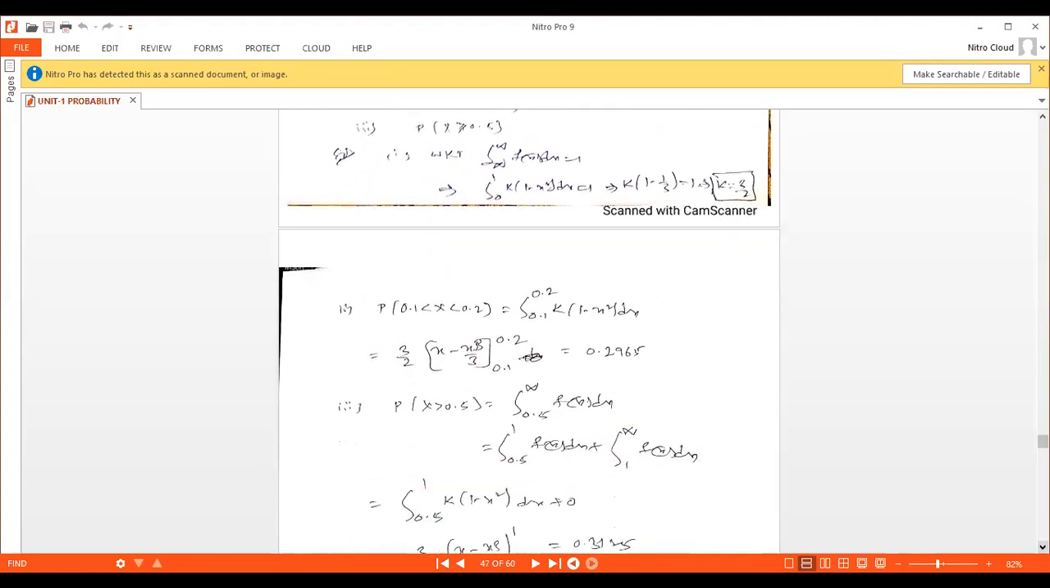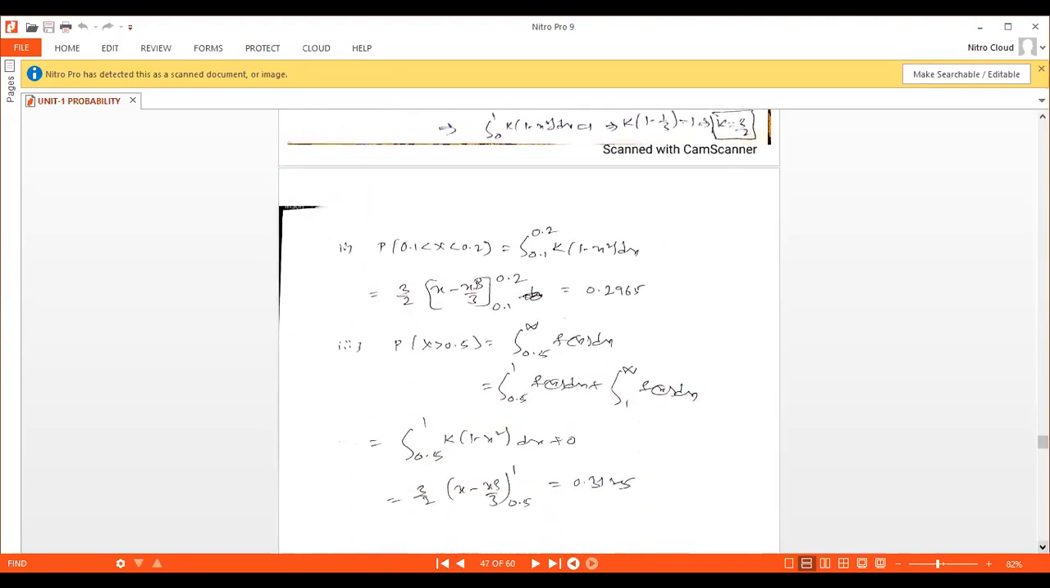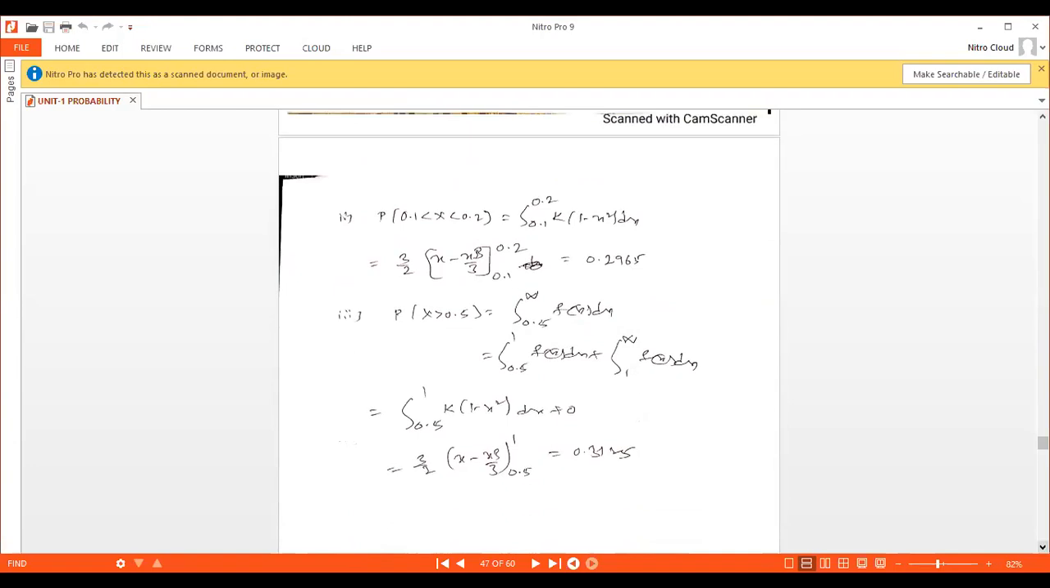And probability of x which lies between 0.1 and 0.2. So integration between 0.1 to 0.2, k constant into 1 minus x square dx. Integrate within the limit 0.1 to 0.2. After substitution, your answer is 0.29.